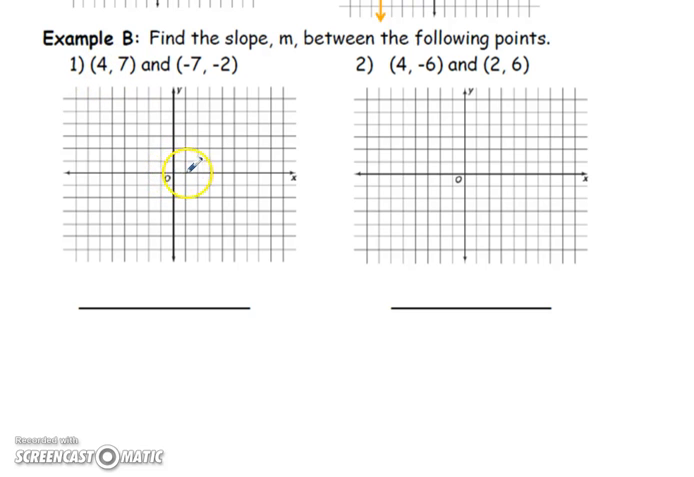So I'm going to go over 4, 1, 2, 3, 4, and up 7, 1, 2, 3, 4, 5, 6, 7, right at the top here. So that's this point. Then I'll do the next one in green. I'm going to go left 7, 1, 2, 3, 4, 5, 6, 7, down 2. And then I would connect those with a straight edge. I would be looking for the slope of my segment here, or my line if I made it a line. Now again, you can count rise and run.